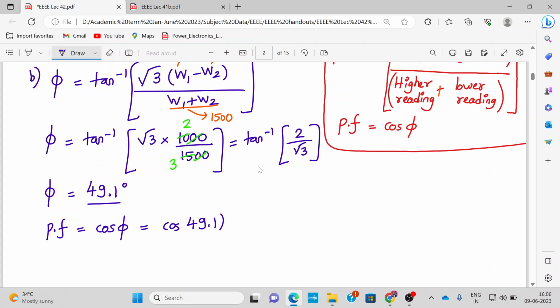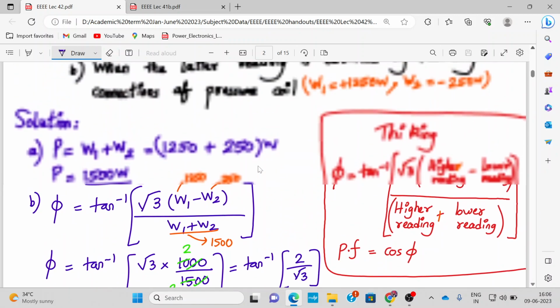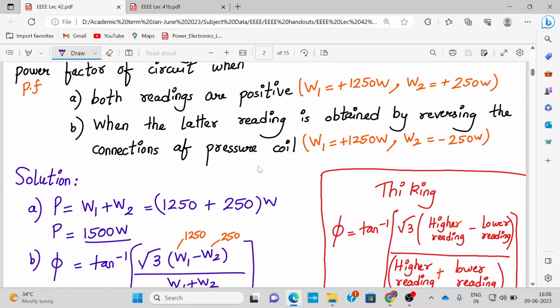So in this case your power factor will be cos of 49.1, which comes out to be 0.655. Alright, so this is the power factor for case 1, where both the readings are positive. Now let's go to the second case, where W1 is 1250 but W2 is minus 250 watts.